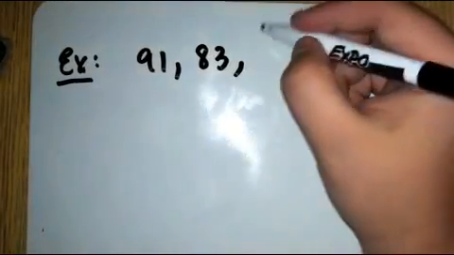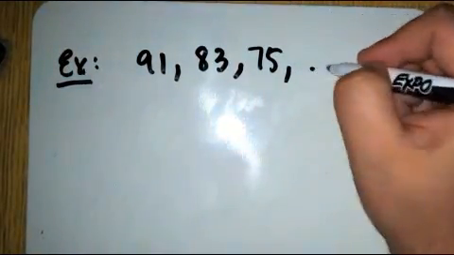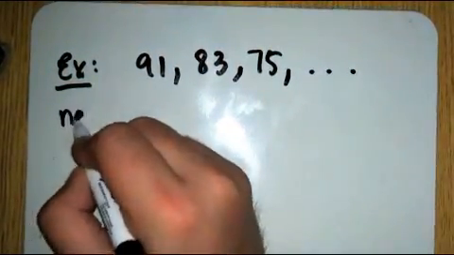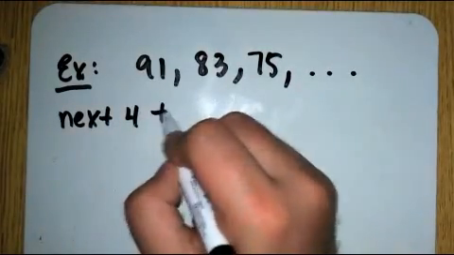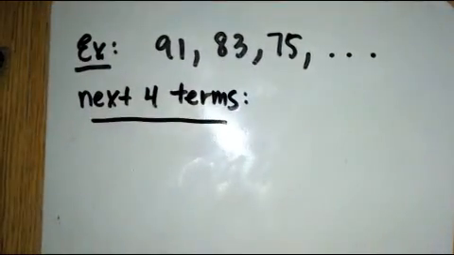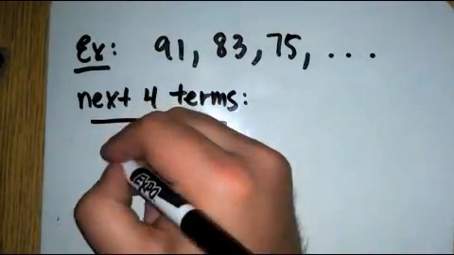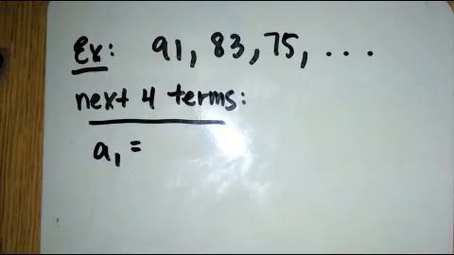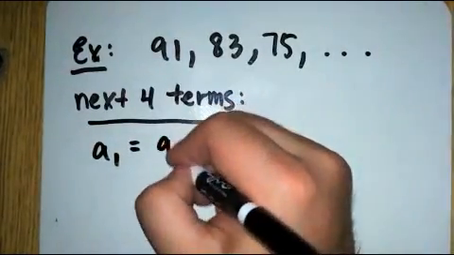91, 83, 75, ... And I want the next 4 terms in the sequence. Okay? So first of all, what is our starting term? What's our A sub 1? Just to make sure that you understand this, it's 91.